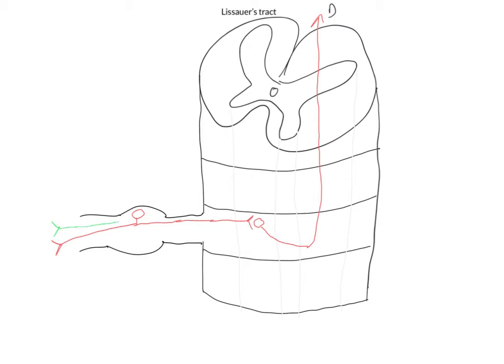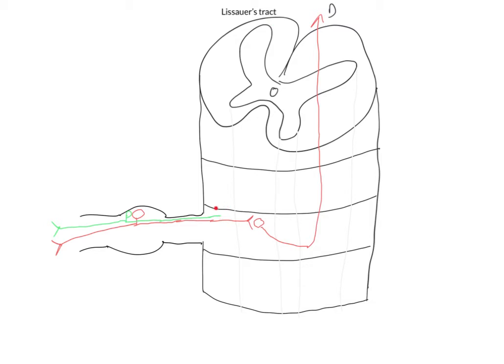Like the one that we've just drawn, it has its cell body in the dorsal root ganglion, and it sends its axon through the dorsal root into the spinal cord. However, what it then does is it ascends up through this Lissauer's tract. Now, Lissauer's tract, if you want to know specifically where it is, is actually sitting just at the tip of the dorsal horn.